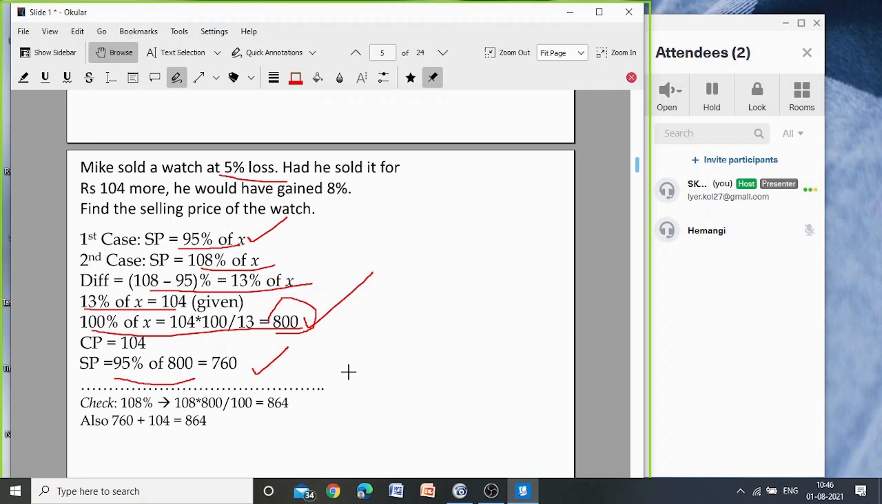And if you have got time, you can check it. This is the cost price. So what is 108%? If you want to gain 8%, what is 108%? You are getting 864. And he sold at 760. So you can see that the difference is 104. That is what is given in the question, 104 more. So from 760, the extra will be 104. So you can see that it is 760 plus 104. This is a check. If you have got time, you can check it.